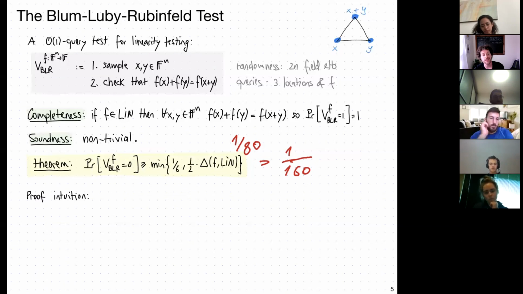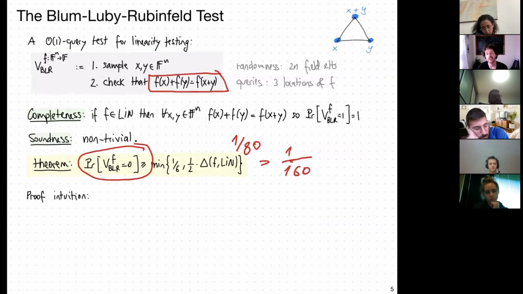Think about it in the non-computational setting. Even though this refers to the probability of a randomized algorithm, the algorithm is just doing this test. So it's just saying, the farther you are from linear, the more triplets of x, y, and x plus y don't satisfy this constraint.